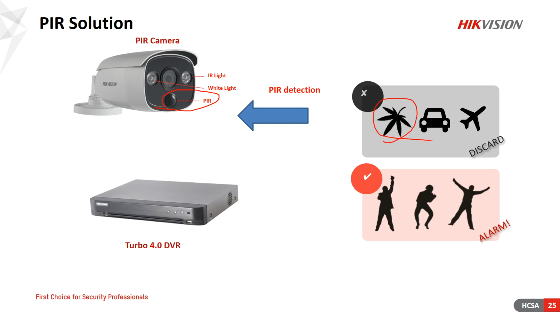So like the leaves or other things like the tables, the desk, because the radiation of them is not as much as a human body, they are not going to trigger the alarm, but only a man, or a big dog, something like that, is going to trigger the alarm. So if the camera senses there is a big change of infrared radiation, then it's going to send the alarm to the DVR.